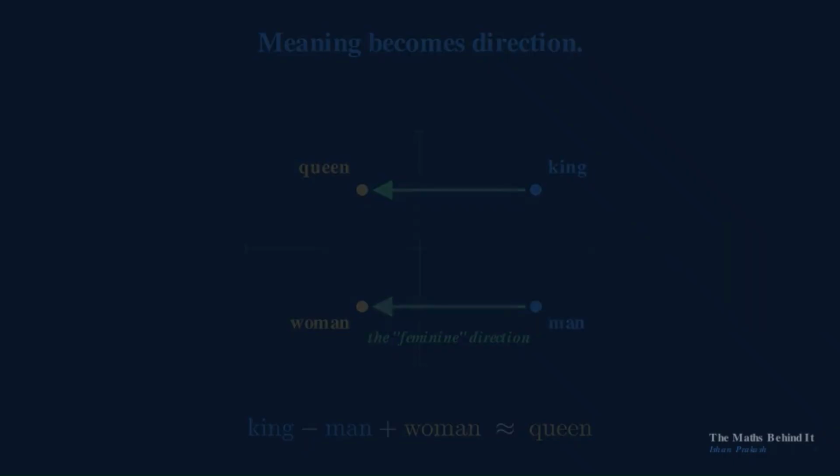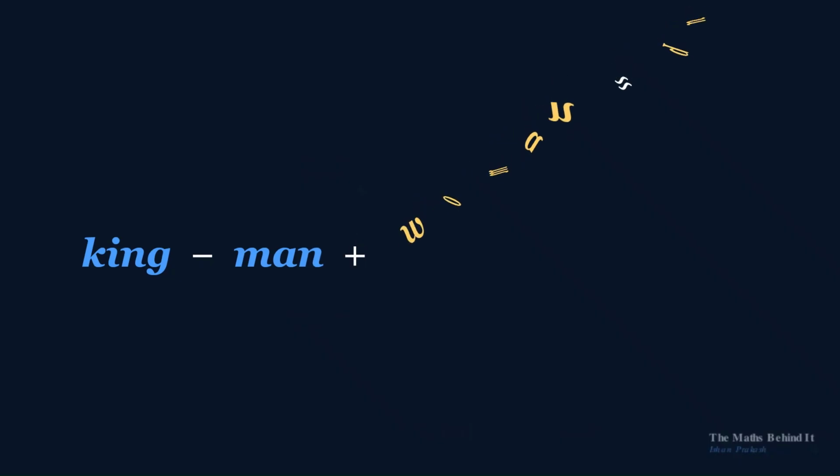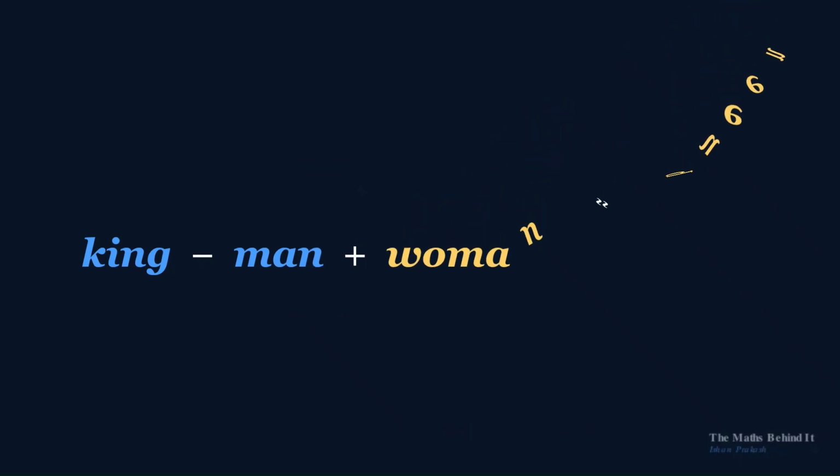King minus man plus woman approximately equals queen. Subtract the male royal vector by removing man. Add the female component by adding woman. You land roughly where queen lives, meaning as maths. This is the trick that makes the entire next bit possible.